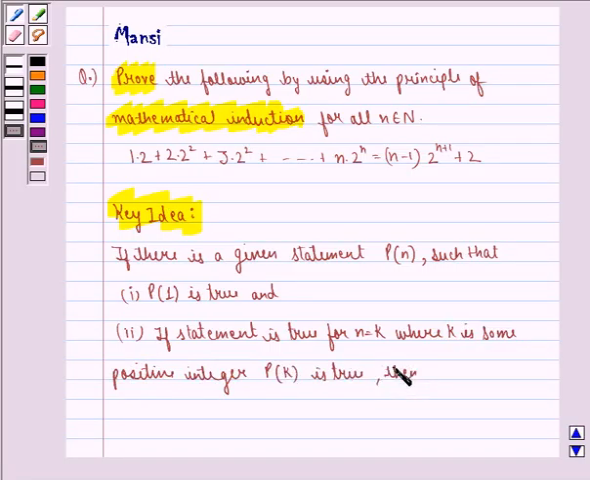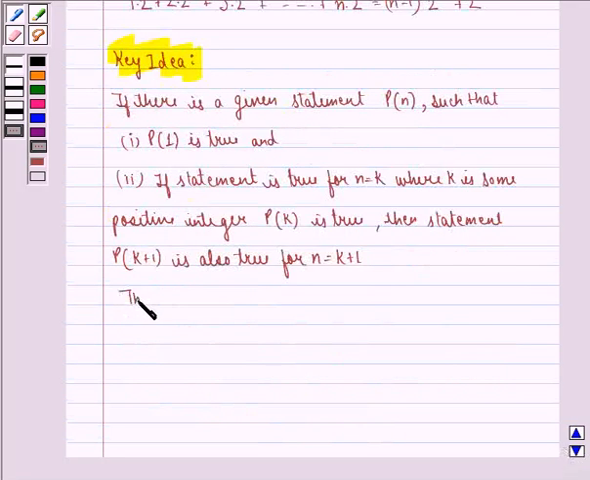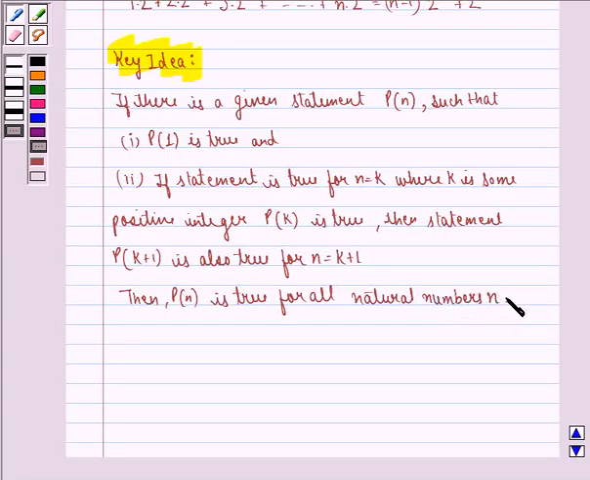then the statement P at k plus 1 is also true for n equal to k plus 1. Then P at n is true for all natural numbers n. Using these two properties, we will show that the statement is true for n equal to 1, then assume it is true for n equal to k, and then we prove it is also true for n equal to k plus 1, hence proving that it is true for all n belonging to natural numbers.